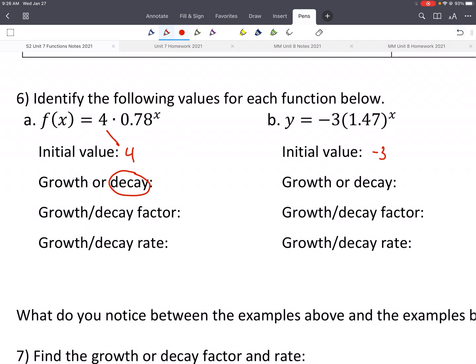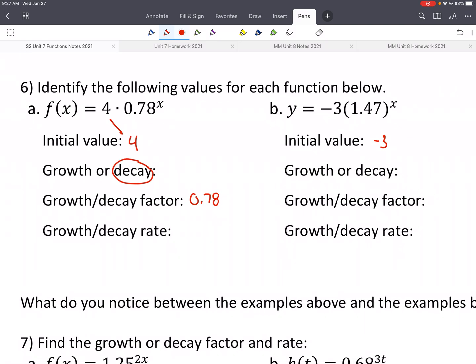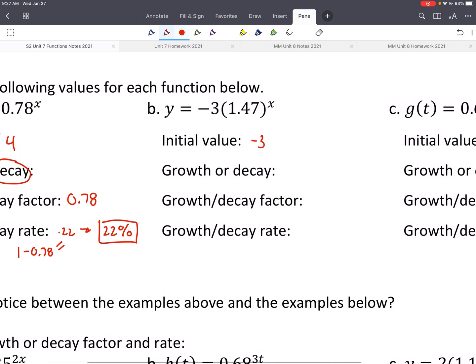Okay, its factor is going to be 0.78. And then its rate, again, it's the difference from 1. So you could do 1 minus 0.78, and that would give you 0.22. And then we need to write it as a percentage, so 22%. Okay? Or maybe I should put that step in here. So we do something like 1 minus 0.78, and that equals 0.22, and then we'll just write it as a percentage. Okay? Give B a try.